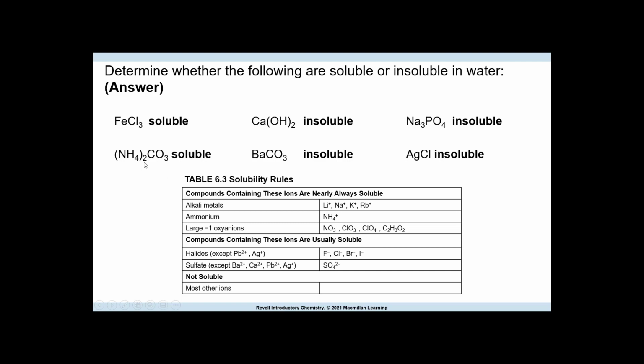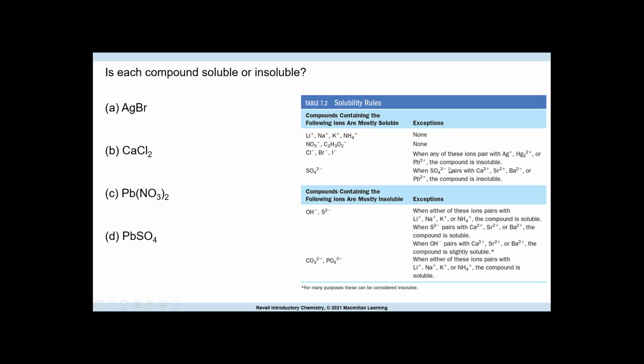Okay, so we have now ammonium carbonate. It's a good thing I'm going through this. Ammonium is right here, so it's attached. We don't even have to worry about carbonate. It's soluble. Now we have barium carbonate. Barium carbonate is not listed here, so it's going to be insoluble. And we have silver chloride. Well, we have halides, and there's an exception right now. That means it's a solid, so it's insoluble.